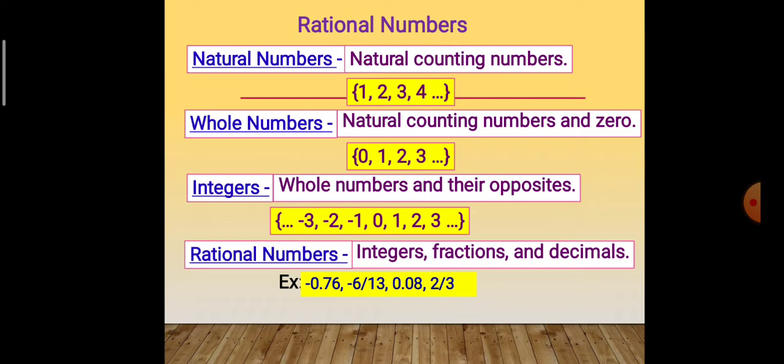Natural counting numbers 1, 2, 3, 4. Whole numbers also there: natural counting numbers and 0, that is 0, 1, 2, 3. Integers also there: whole numbers and their opposites, minus 3, minus 2, minus 1, 0, 1, 2, 3. So rational numbers consist of integers, fractions and decimals. Examples: minus 0.76, minus 6 by 13, 0.08, 2 by 3. These are all rational numbers. Hope you understand the concept of rational numbers.